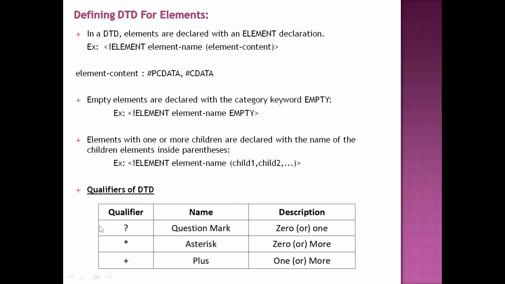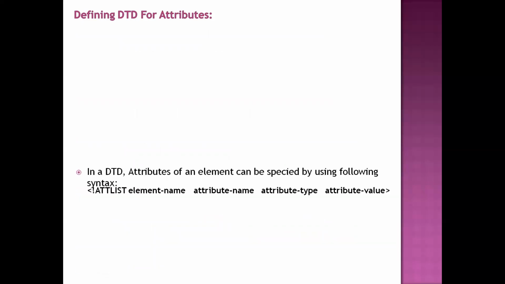If an element uses asterisk as a qualifier, that indicates the element may appear 0 or more times in the XML document. If you use the plus symbol, that indicates the element can appear 1 or more times. Maximum, you can use any number of times; minimum, you should use 1 time. So how many times a particular element repeats in the XML document is specified by using these qualifiers. Okay, now see how to write the DTD for the attributes.